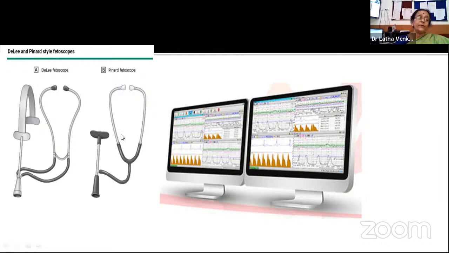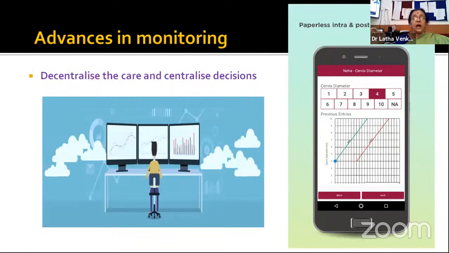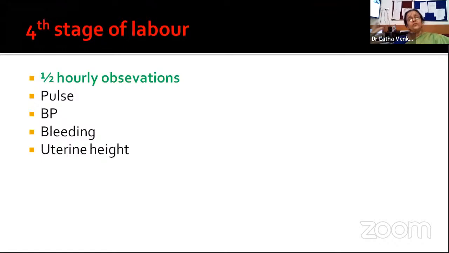We have moved away from our Pinard, stethoscope, even Dopplers, etc., to sophisticated technology, and we should be using it in our labor wards. With advances in monitoring, we should decentralize the care, optimize the care, but we should centralize the decision-making, where the seniors can be involved in decision-making. That's what makes a difference. So fourth stage of labor, how many of us document the fourth stage of labor? I think a good partogram should include even the fourth stage of labor.